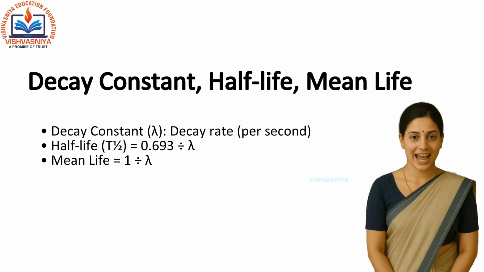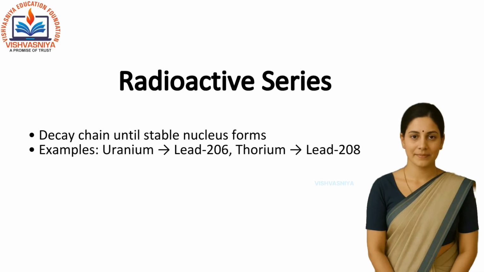Mean life is the average lifetime before decay, 1 divided by lambda. Each radioactive substance has its own unique half-life. Unstable nuclei don't always become stable in one step. They go through a series of changes called a decay chain until a stable nucleus is formed. Example, uranium-238 eventually becomes lead-206, passing through several alpha and beta emissions.